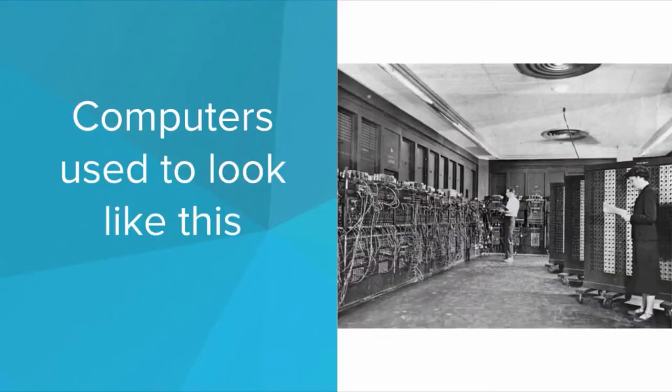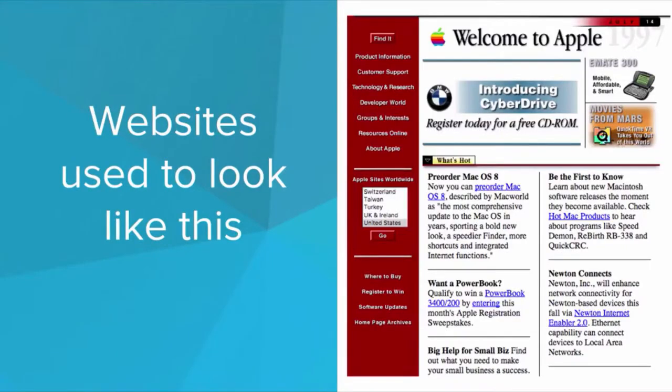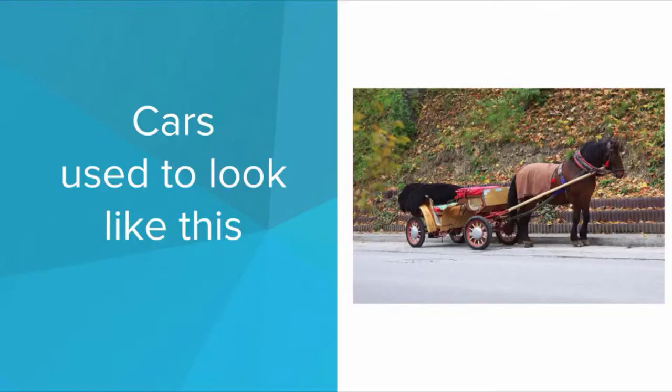So you may be familiar with this, but computers actually used to look like this. Websites used to look like this, and cars used to look like this. These tools that we're now relying on every day used to be a lot clunkier and harder to use. Over time, we've improved the designs of these tools. So we've added monitors and keyboards and mice to computers so that they're easier to use. We've added much better user interfaces to websites so that they're easier to use. We've added engines and steering wheels and brake pedals to cars so that they're easier to use. All of these improvements have been a result of design.